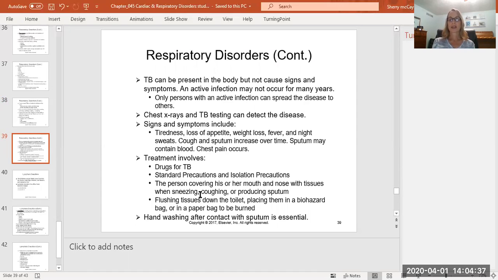The person covers his or her mouth and nose with tissues when sneezing, coughing, or producing sputum. Flush tissues down the toilet, or place them in a biohazard bag or in a paper bag to be burned. Hand washing after contact with sputum is essential. Well, of course.